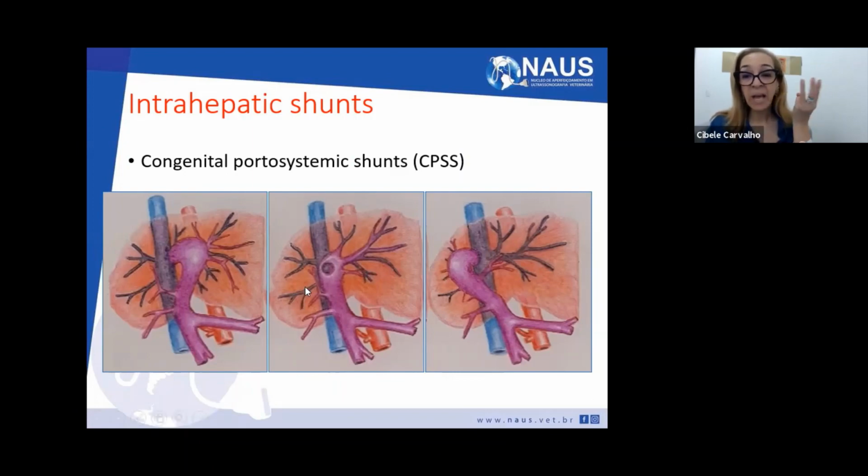And the third type of congenital portosystemic shunts is named central intrahepatic shunts. This is a diagram of this. A central intrahepatic shunt originates directly from the main portal vein, which turns and also enters directly into the caudal vena cava. And both branches are abnormal or even do not exist.